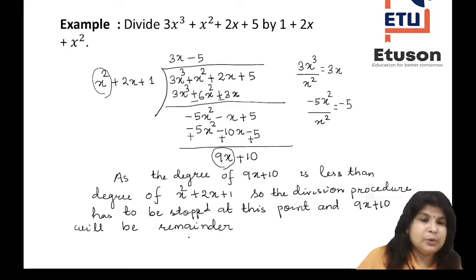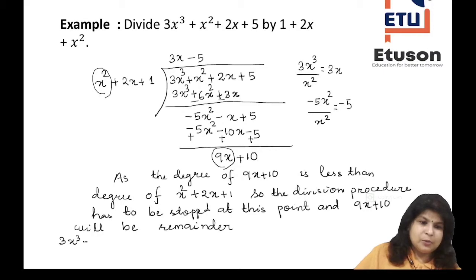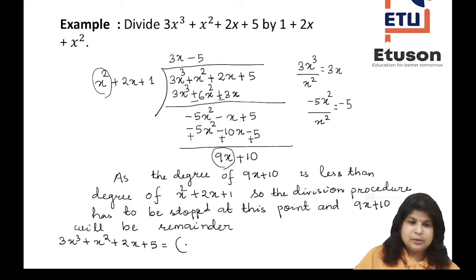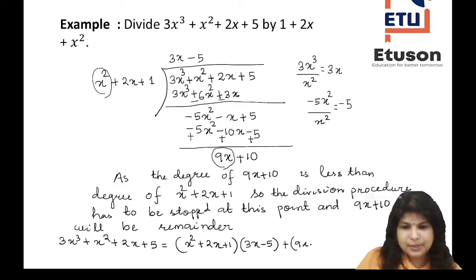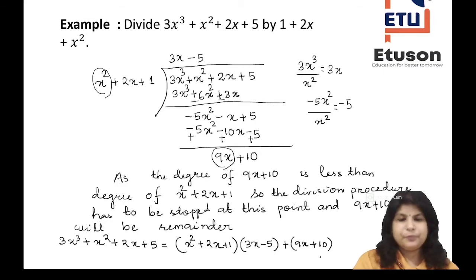Dividend is equal to divisor into quotient plus remainder. So how am I going to write it then? That is 3x cube plus x square plus 2x plus 5 is equal to the divisor x square plus 2x plus 1 into the quotient you have obtained, that is 3x minus 5, and the remainder, that is plus 9x plus 10. Correct, children? Okay, so this is your answer.